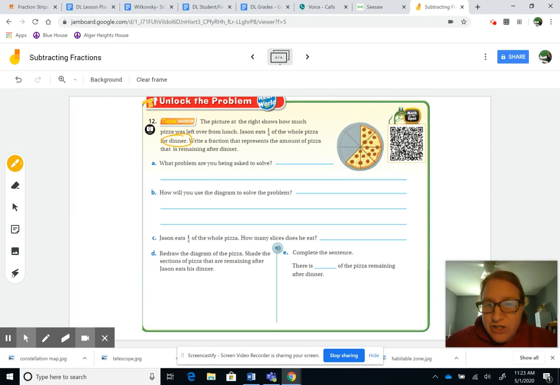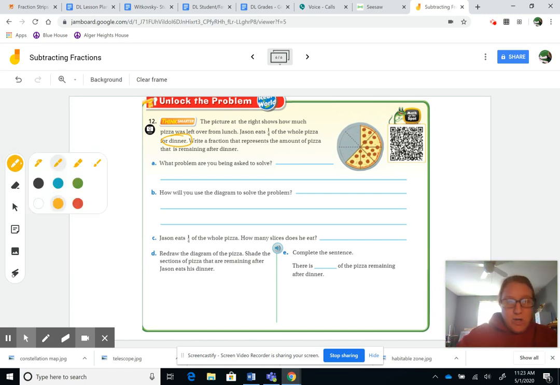The picture at the right shows how much pizza was left over from lunch. Jason eats 1/4 of the whole pizza for dinner. Write a fraction that represents the amount of pizza that is remaining after dinner. So we're going to take a step back, and I want to do all A, B, C, D, and E. And I want you to think about what this problem is asking you. And if you look, I circled it. What's the problem asking you? How much pizza did he have for dinner?